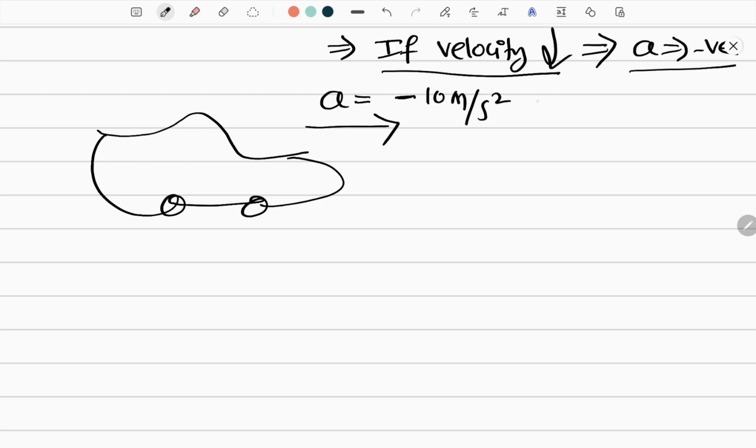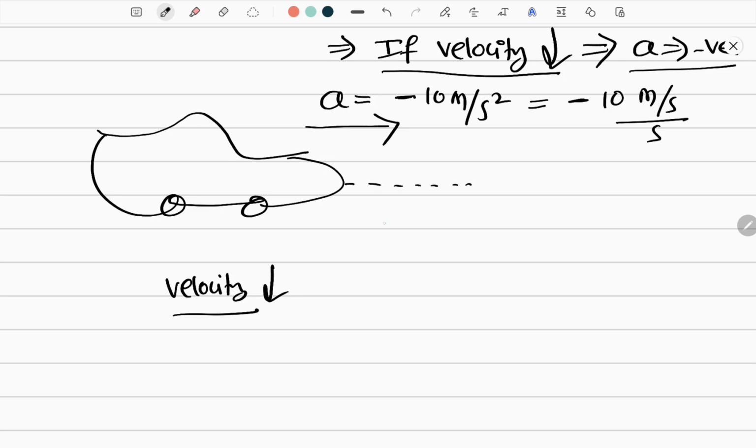What is the meaning of minus 10 meter per second square? Minus 10 meter per second square means definitely the velocity is decreasing, because acceleration is negative, velocity must be decreasing. So minus 10 meter per second square can be written as minus 10 meter per second per second. Every second the velocity is decreasing by 10 meter per second.